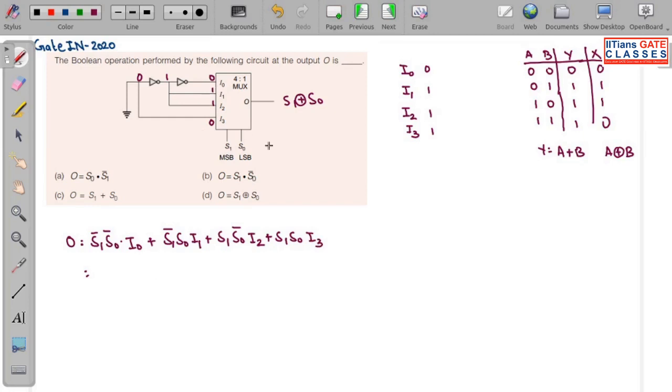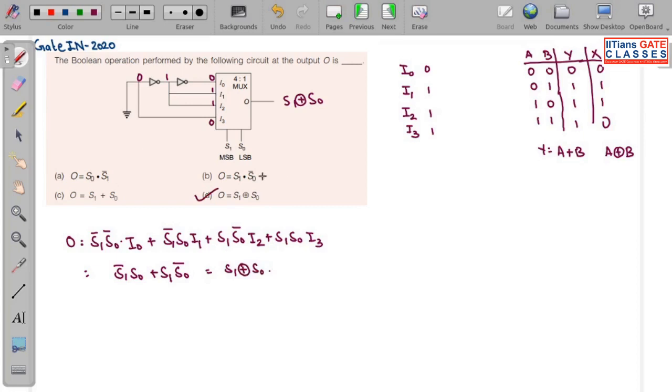I can see I0 and I3 are 0, and I1 and I2 are both 1. So if I write that, S1 bar S0 plus S1 S0 bar. This is S1 XOR S0. So our answer is option D.